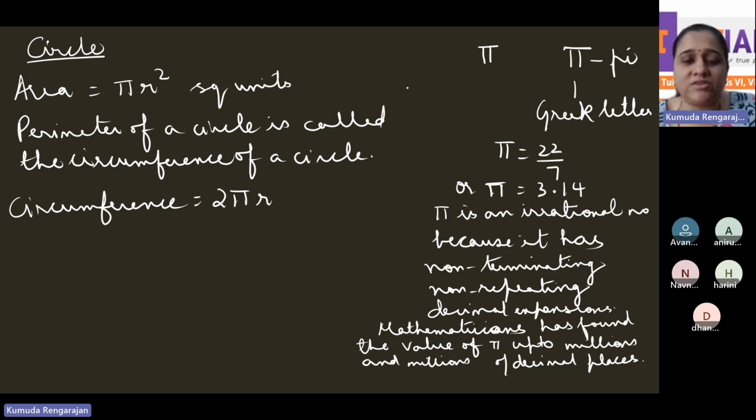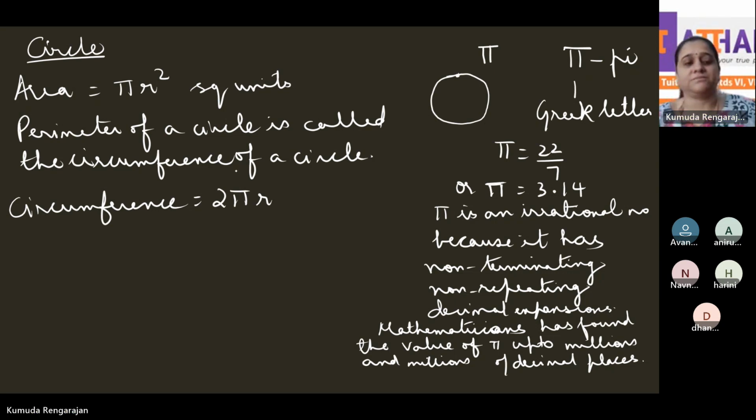So the circumference of a circle is nothing but the length of the circle. See this length. Supposing you draw from here, this length like this. This length is called the perimeter of the circle or the circumference of the circle.